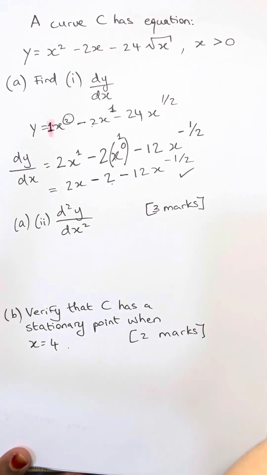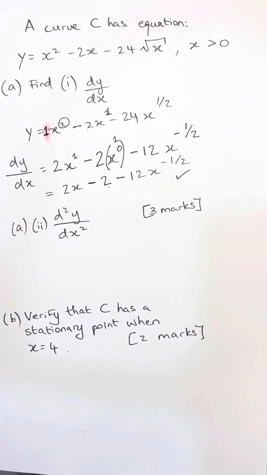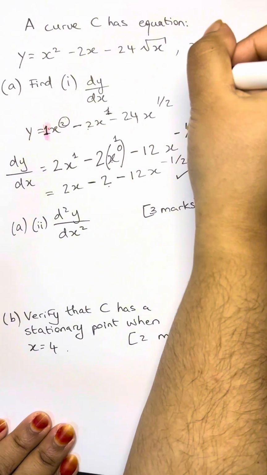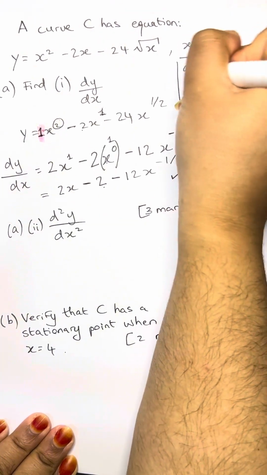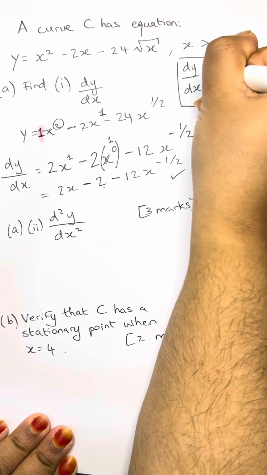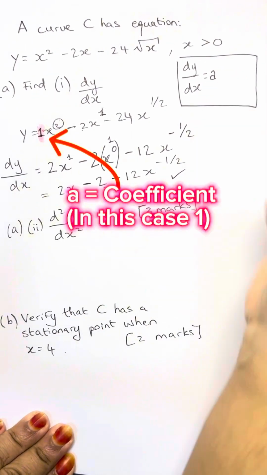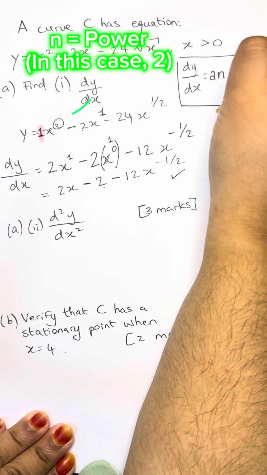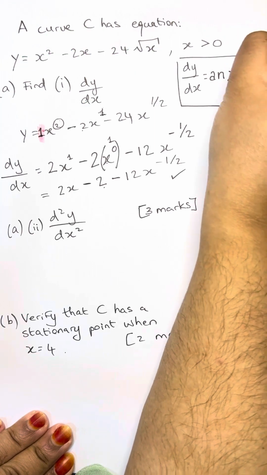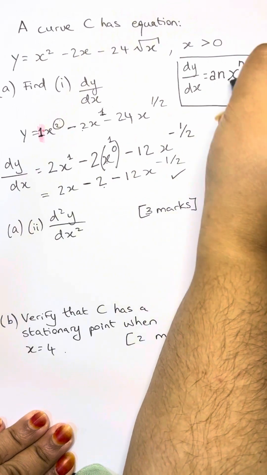Now I'm going to explain the formula, because sometimes when I give students just a formula, they find it harder to understand what's happening. So the formula, what I just explained, is actually this: dy by dx equals a times n times x to the power of n minus 1. A is the coefficient, n is the power, and then the x value, and then n take away 1.